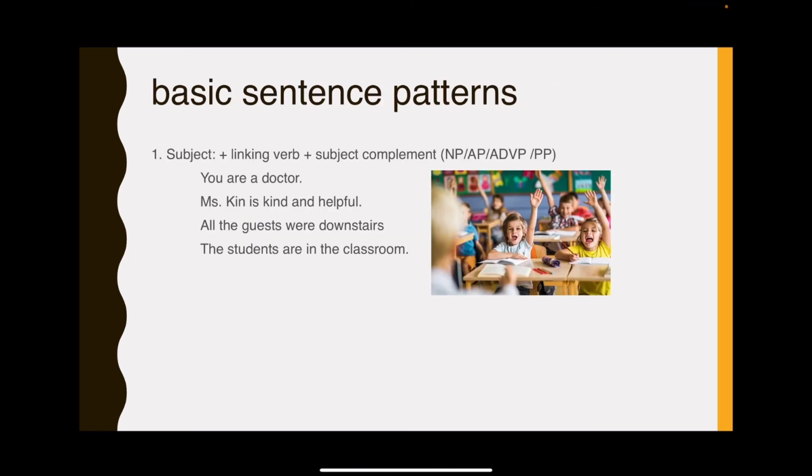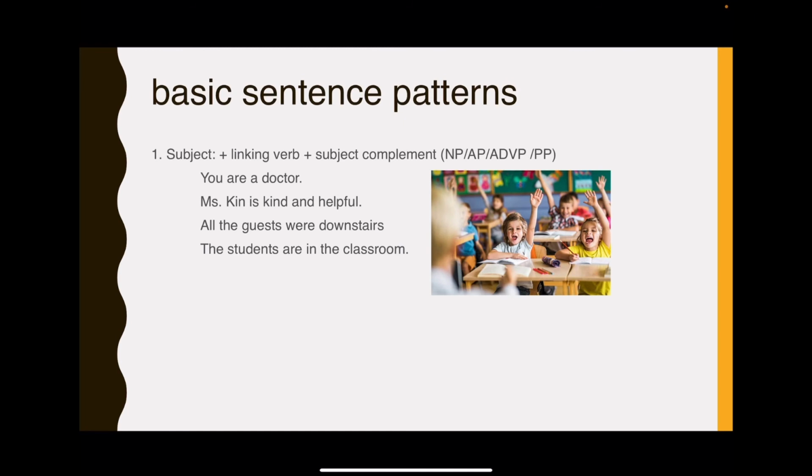Okay. Alright, this is the last topic for my video. It is the basic sentence patterns. If you just follow these basic sentence patterns, I'm pretty sure that you can write, that you can compose, that you can speak English grammatically. And we only have five patterns. Let's start with the first one.